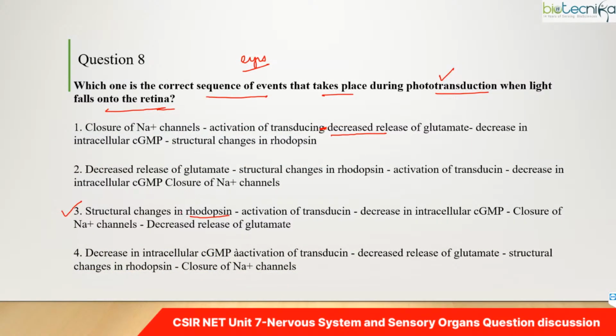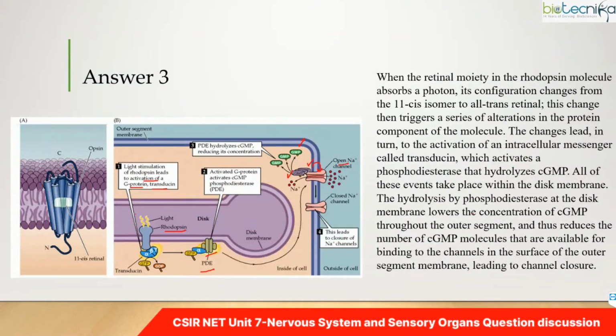So first, when light falls, structural changes in rhodopsin occur, transducin gets activated, cyclic GMP level will decrease, sodium channels will close. So decreased release of glutamate. Now, glutamate is an inhibitory neurotransmitter. When its release decreases, the next cell will get activated. Clear? Is question number 8 clear? Same thing is written over here. I'm not going to read through it. Just understand this figure. This figure is important. Definitely they'll ask you questions from this figure. So this sequence of events should be clear to everyone.